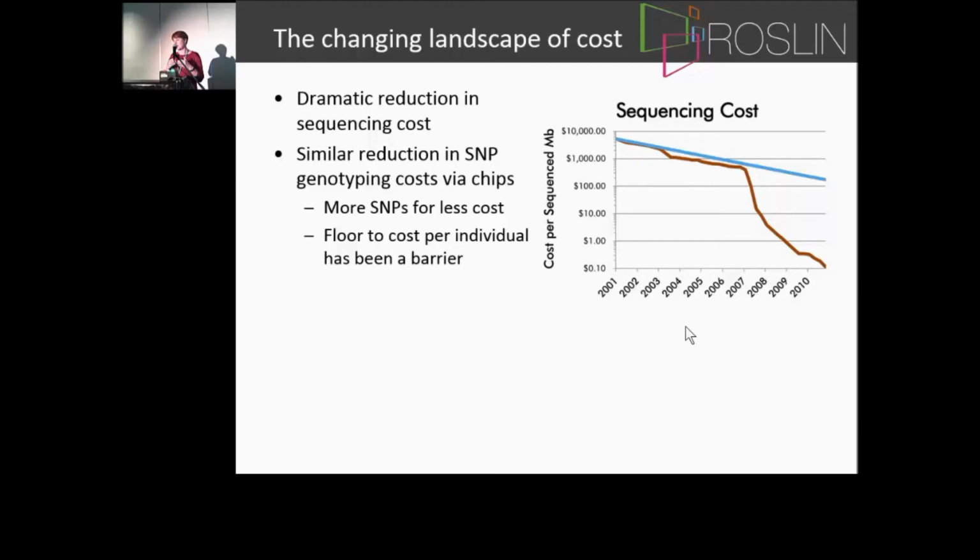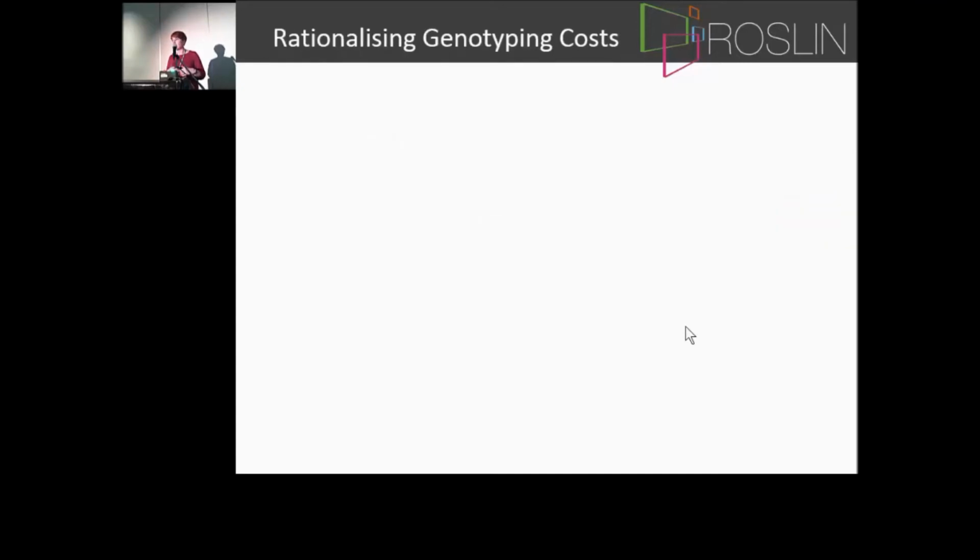However, the way that the SNP panels were being developed, it wasn't really reducing our cost per individual. It was actually providing us with more and more information on those individuals. So for implementing a genomic breeding program, that was a bit of a challenge.